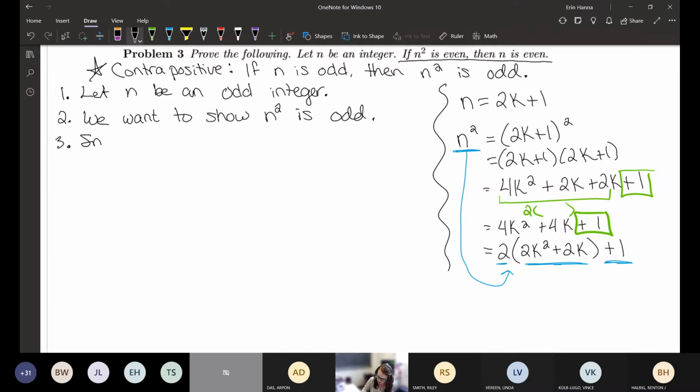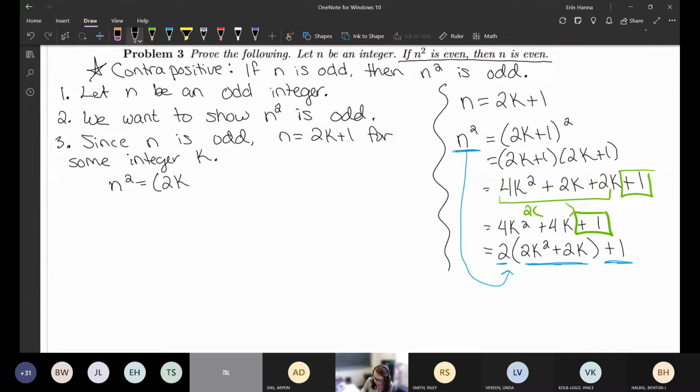So since n is odd, n is going to be equal to some 2k plus 1 for some integer k. And remember, saying that the k is an integer is important. And then we can essentially just, again, recreate that scratch work off to this side.